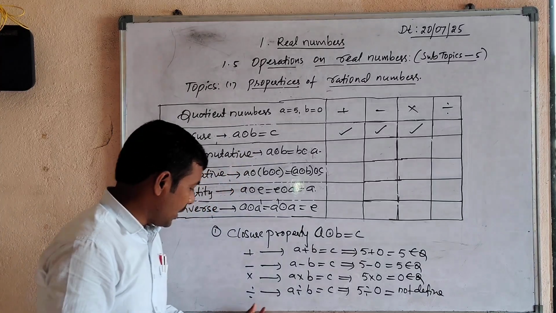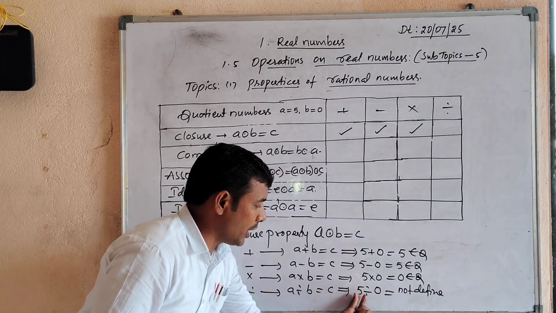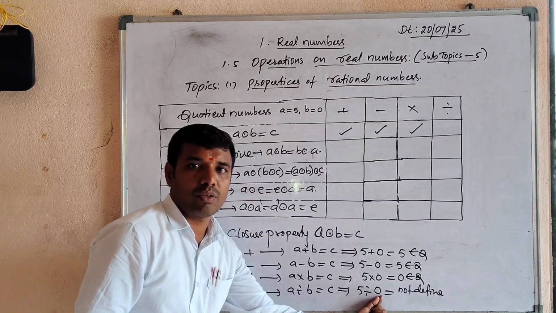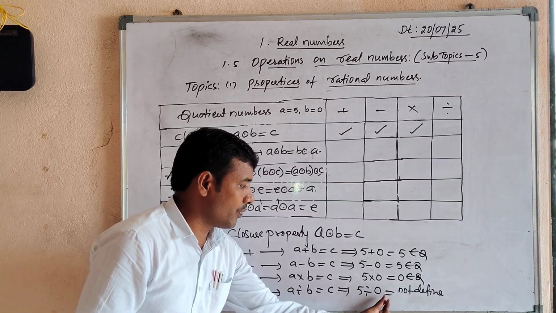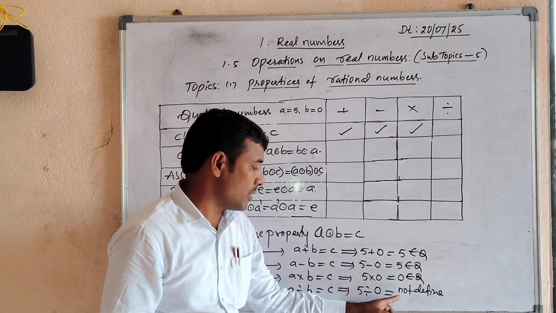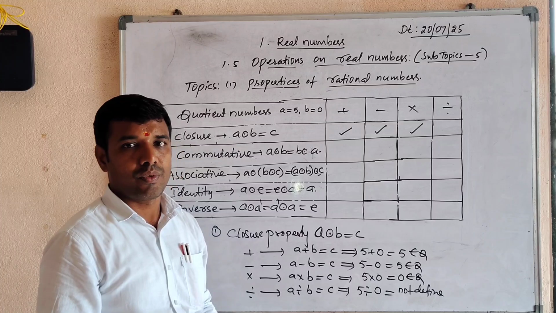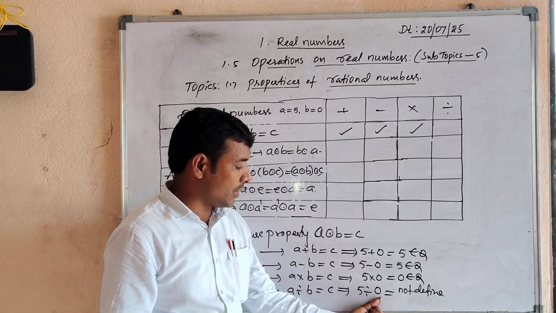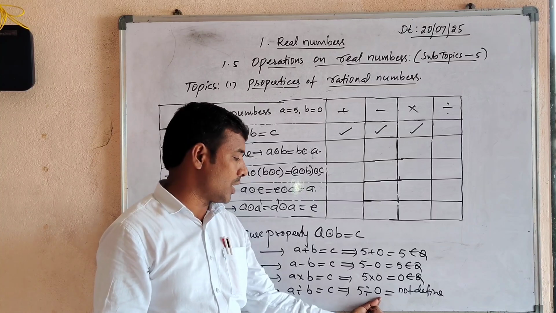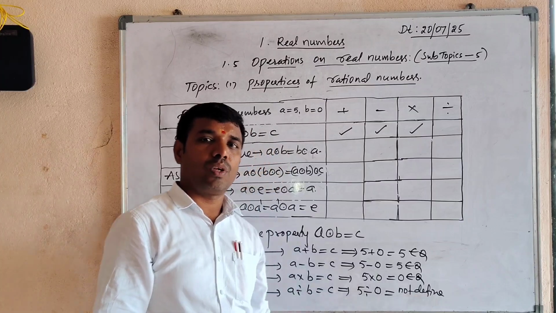Right. Now let us see the division concept. A divided by B is equal to C. A is 5, divided by 0. We are dividing by 0, so it is not possible. We never get a result, so not defined is the better answer. Dividing by 0 is not defined, meaning there is no value and we cannot find the result. For that reason the answer is not defined, not determined.